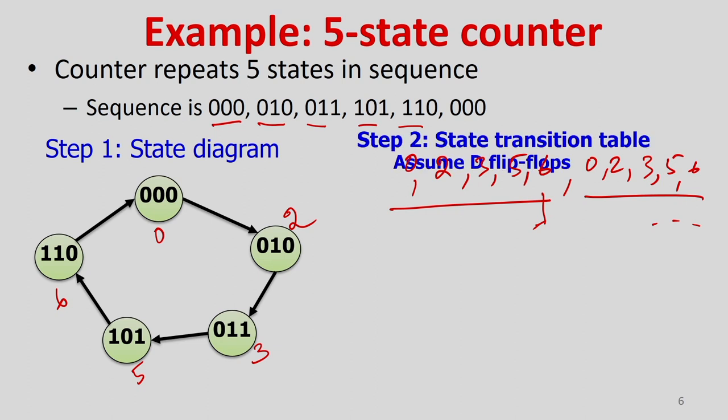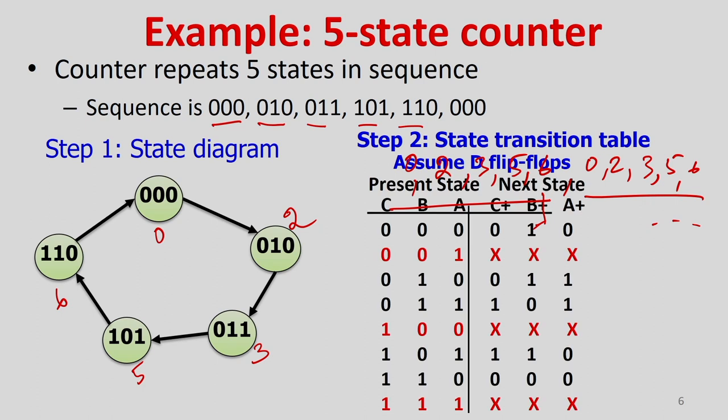And the state diagram transition table is shown here. So, directly if you look at the present state and next state. So, these are the present state and this is the next state. Initially it is 0, 0 it is going to 2, from 2 it is going to 3.